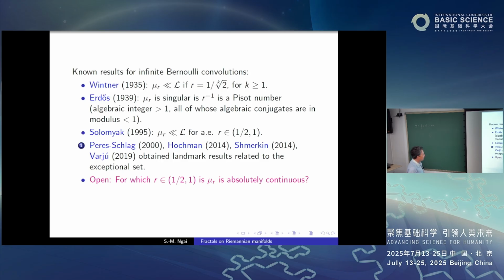But it is still open whether, or for which R, mu R is absolutely continuous. Okay, so this family proved by others is the only known family for which mu R is known to be singular. So the best result now is, let's phrase it this way, if R is transcendental, then it cannot be singular. All right, so this has been studied for a long time.